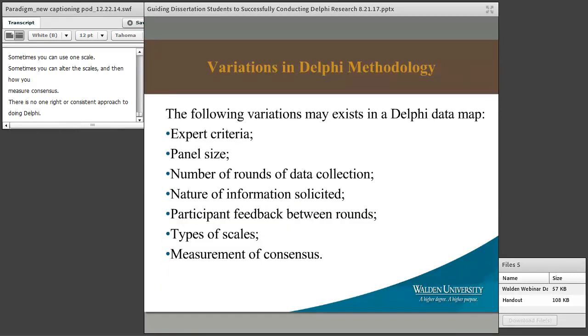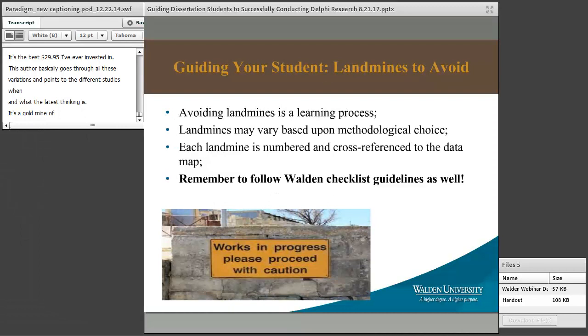By the way, I'm going to point you to a resource in the resource list that I use as my Bible. It's the best $29.95 I've ever invested in. This author goes through all these variations and points to the different studies and what the latest thinking is. It's a gold mine of a resource. So hang on, there's a cliffhanger to continue.